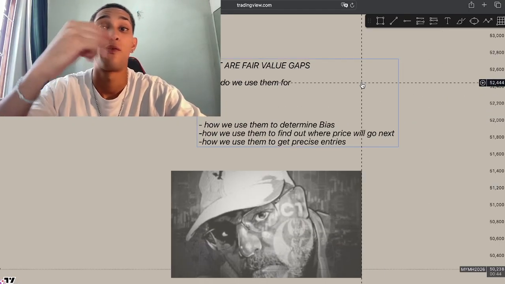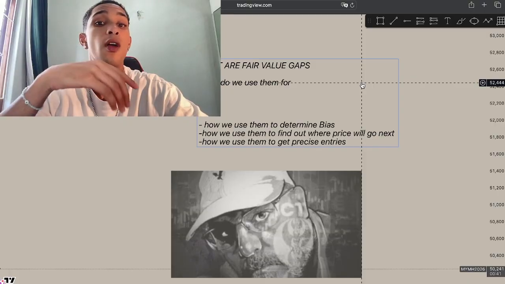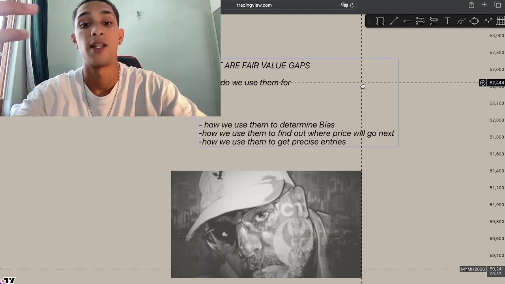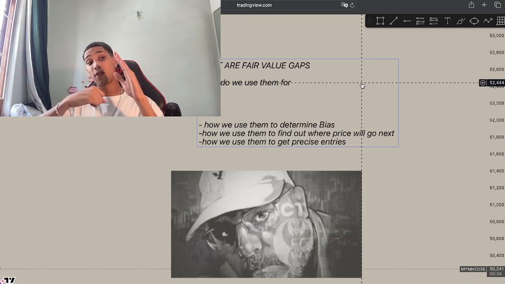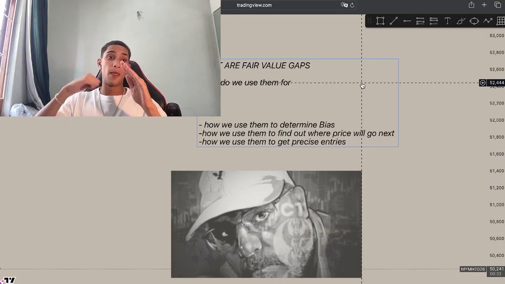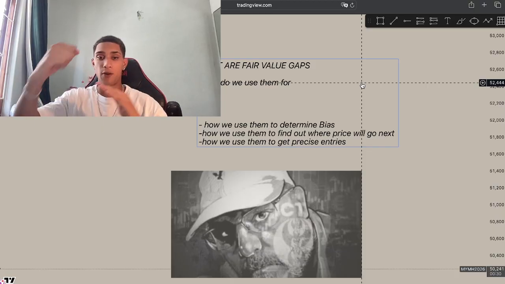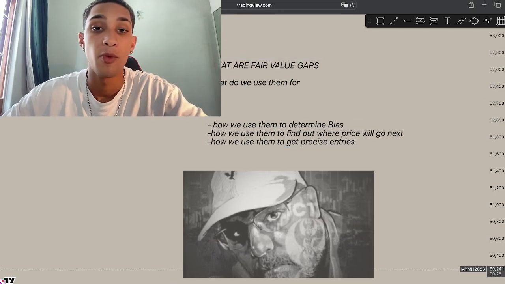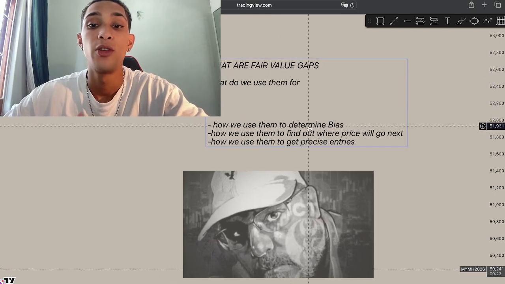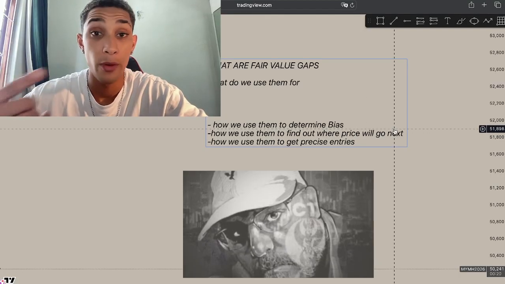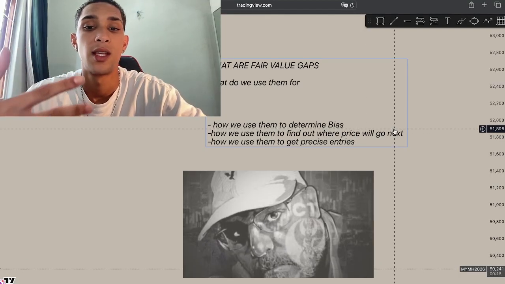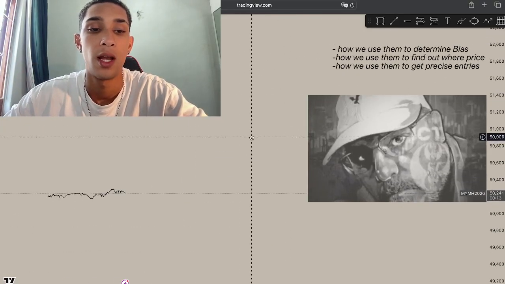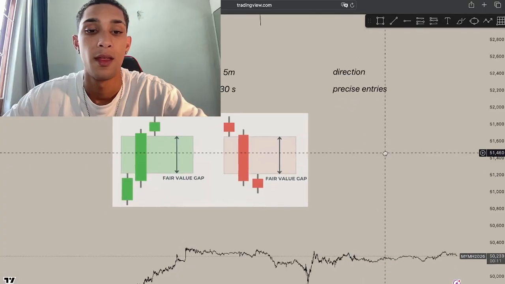Fair value gaps are a form of liquidity that is used to bring price higher or lower and bring price towards its targets. Let's just say we are bullish. We will use a bullish fair value gap to go low, take that, and then go higher, right? And vice versa with a bearish fair value gap. And I'm going to be going over today how we use them to determine bias, how we use them to find out where price is going to go next, and how we use them to get precise entries.